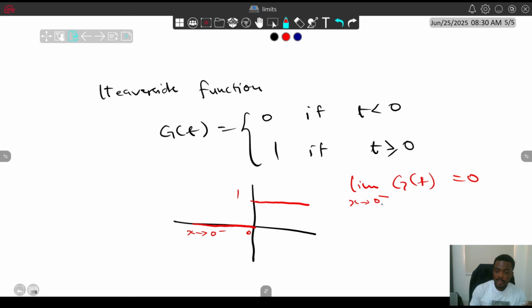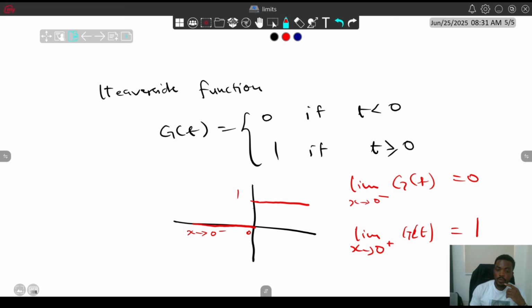So from the left. This notation is used when we want to say a function or a variable approaches a value from the left. So now let's look at this function again. If you have the limit as x approaches 0 from the right, g of t will be equal to 1.